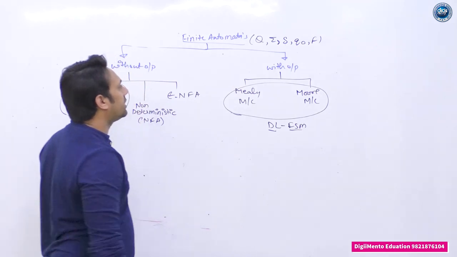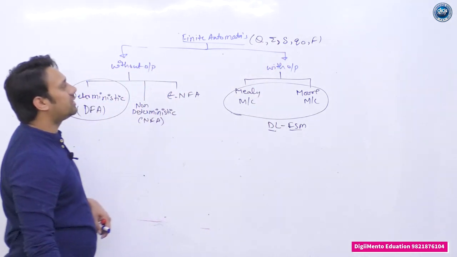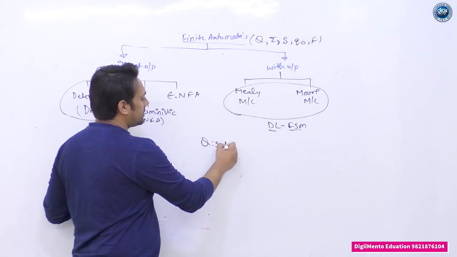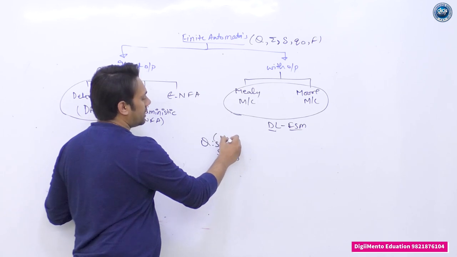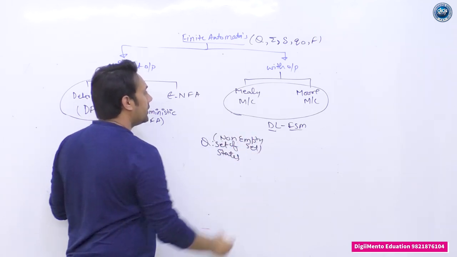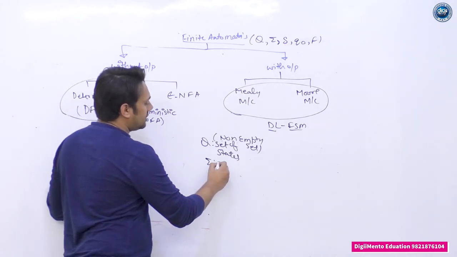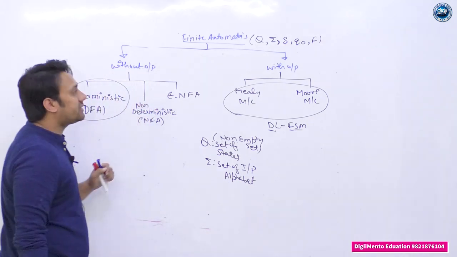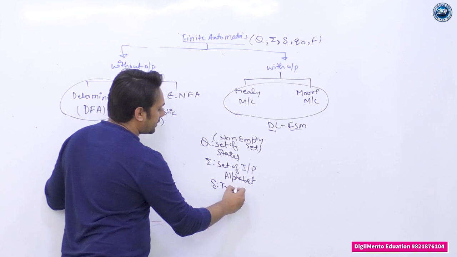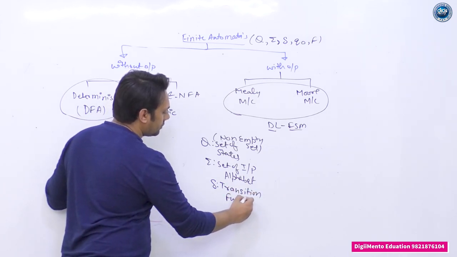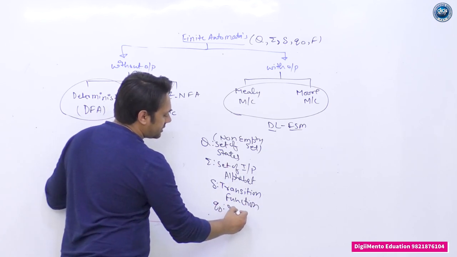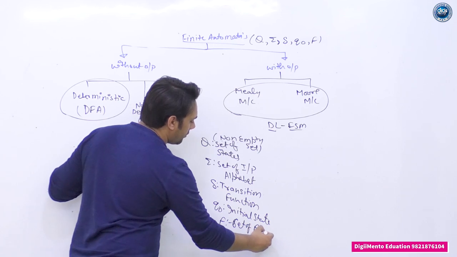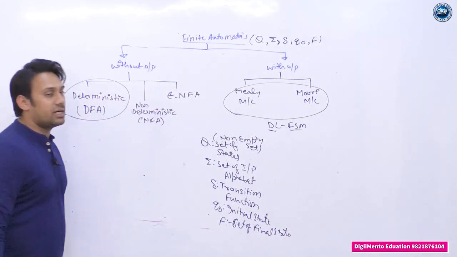So actually this is five attributes here. This is represented by Q, summation, delta, Q0 and F, where Q is the set of states. Q represents the set of states, and this is a non-empty set. Then we have summation. Summation represents the set of input alphabet, and again it is also a non-empty set. Then we have delta. Delta is your transition function. Then we have Q0. Q0 represents your initial state. And then you have F. F represents the set of final states. So we have Q, summation, delta, Q0 and F.